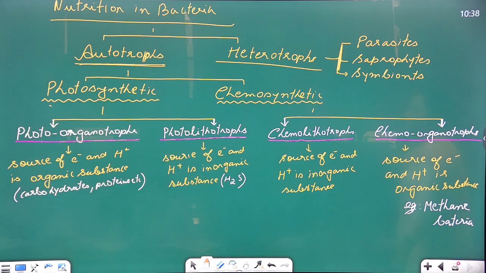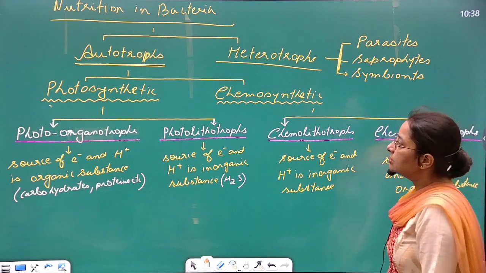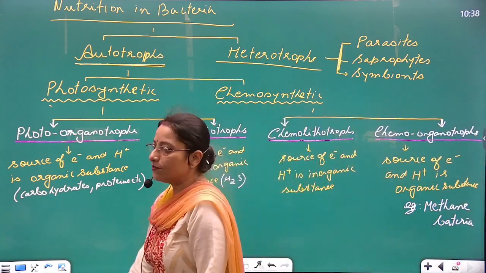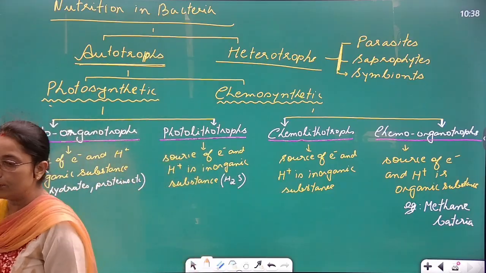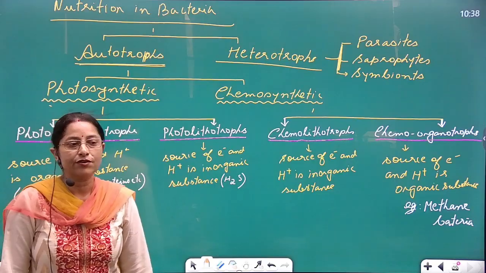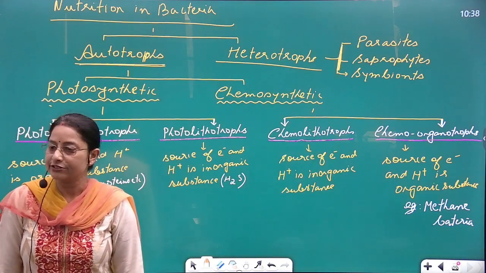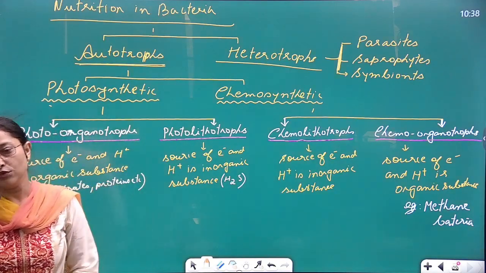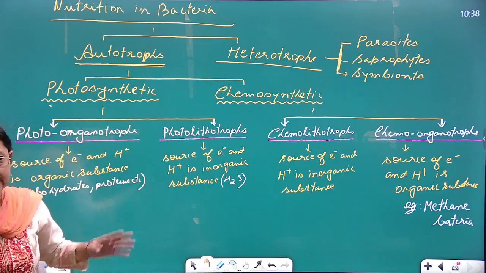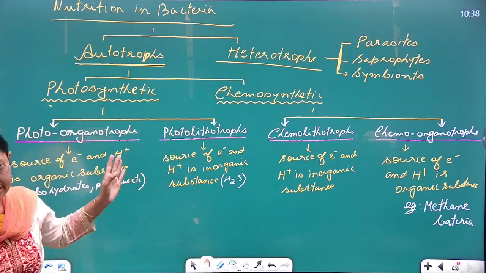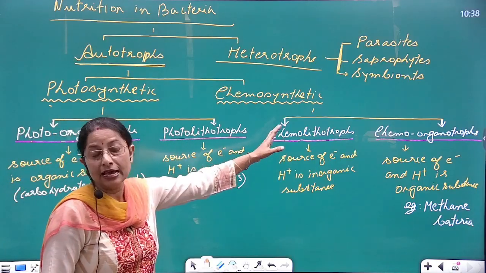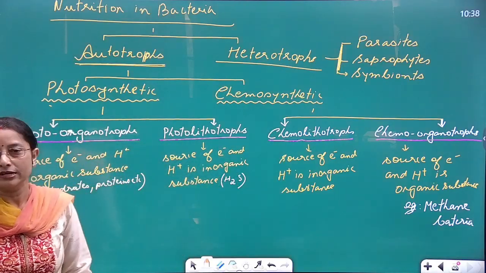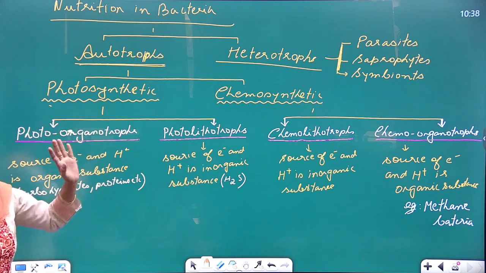So nutrition in bacteria: autotrophs and heterotrophs. If it is a heterotroph, it would be a parasite, saprophyte, or a symbiont. If it is an autotroph, they prepare their own food in presence of light or in presence of chemicals. If the food preparation is in presence of light, they will be called photosynthetic. If they prepare their food with the help of chemicals, they would be called chemosynthetic. I think we understood the meaning, right?